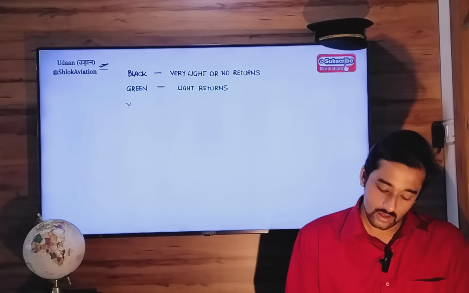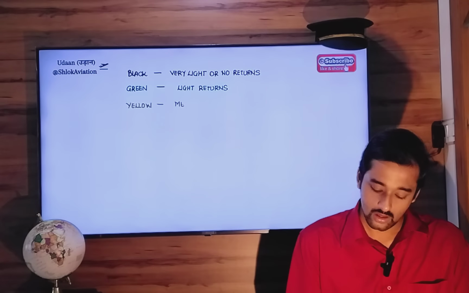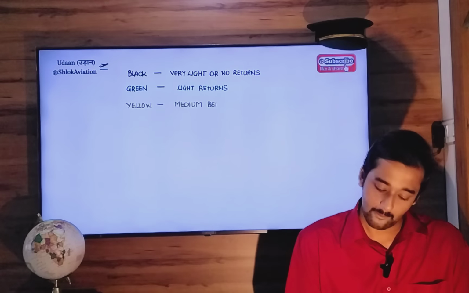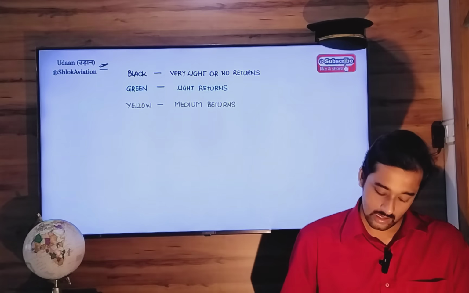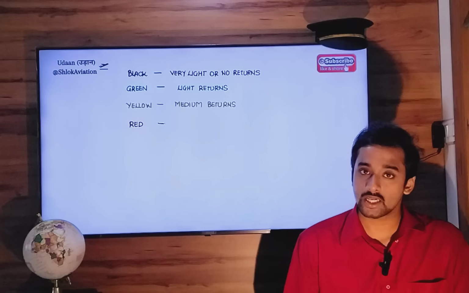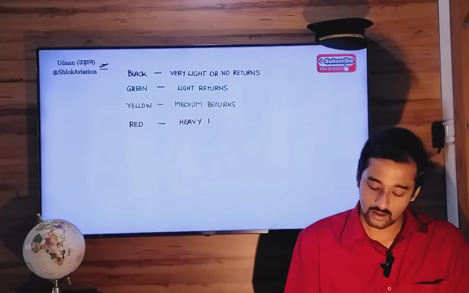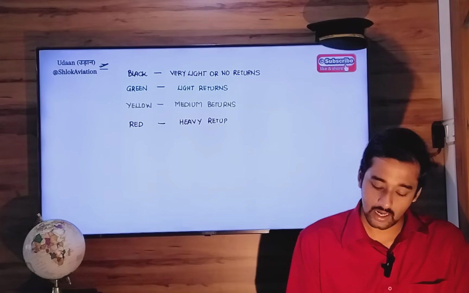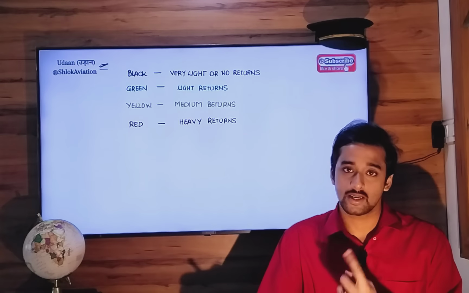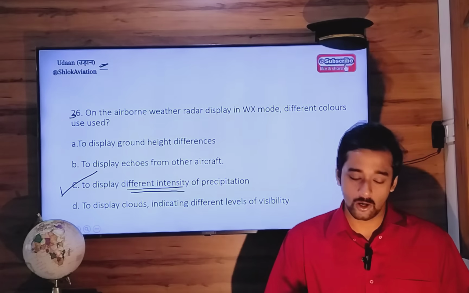Yellow color is used for medium returns. Red color or red magenta is used for heavy returns. So these colors in turn determine the intensity of precipitation, how severe it is. So the option is option Charlie, to display different intensity of precipitation.